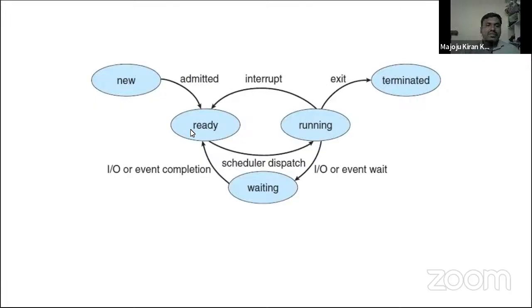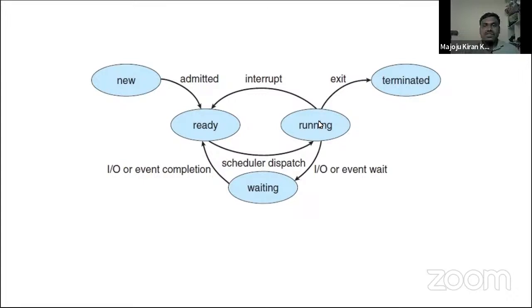So this diagram shows the life cycle of a particular process. The process is created, that is the new state, and then it enters the ready state, waiting for the CPU. Then the CPU is available and allotted to the process, and it enters the running state. In the running state, the CPU is executing that particular process, and the process is executing its instructions.